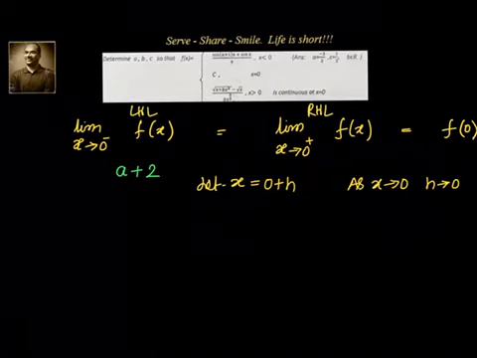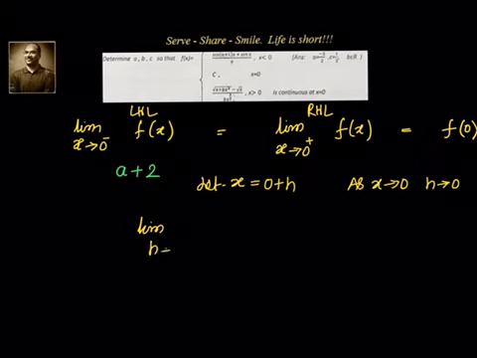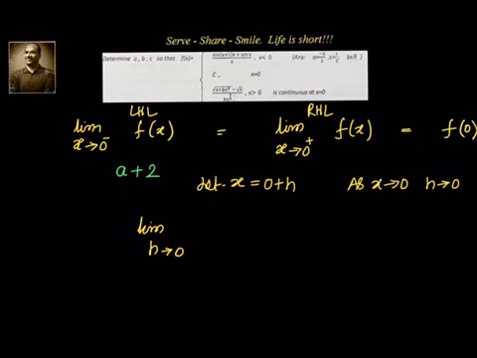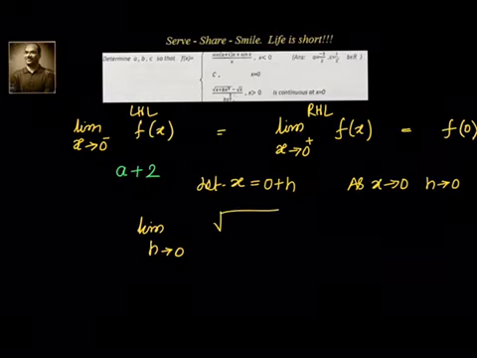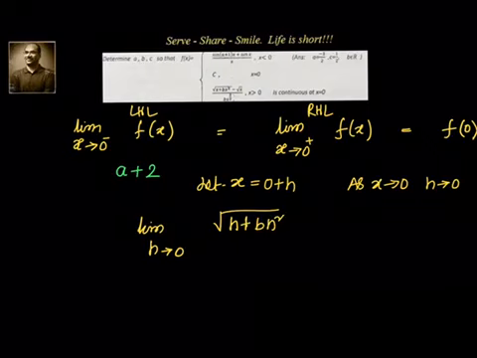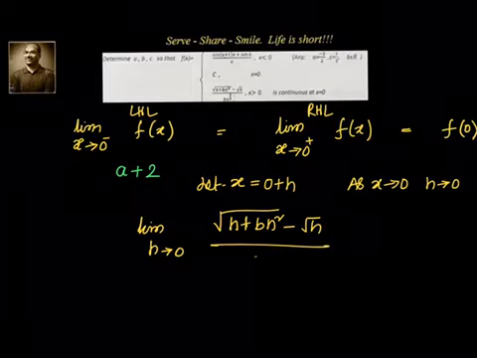So now let's substitute and see what will happen. What is our right hand limit? That will become limit h tends to 0. If x is greater than 0, then the function is given by root of x plus bx square. So can I write down, x is 0 plus h, so h, b into x square, that is bh square, minus root of h divided by b into x, which is 0 plus h, that is h only, h power 3 by 2.